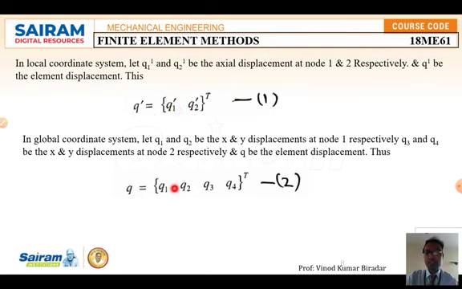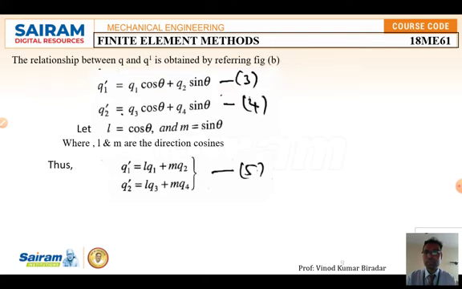Coming to the global coordinate system, each node has 2 degrees of freedom: at node number 1, q1 and q2, and at node number 2, q3 and q4. Like that you write q as the element displacement in the global coordinate system. Give equation number 2. The relationship between q and q dash is obtained by referring to the diagram. So q1 dash is equal to q1 cos theta plus q2 sin theta, equation number 3. q2 dash is equal to q3 cos theta plus q4 sin theta, equation number 4.